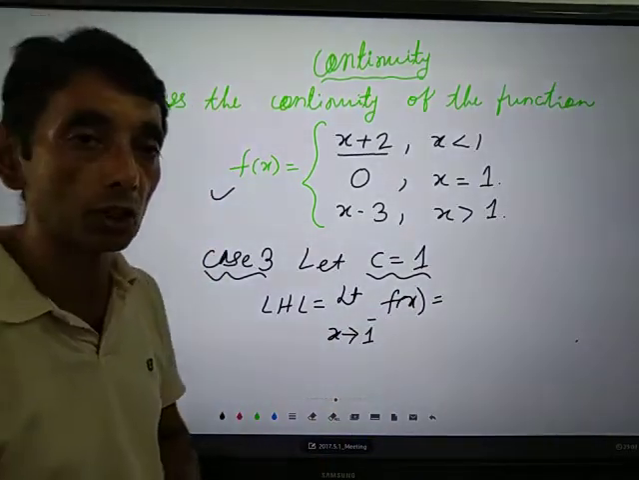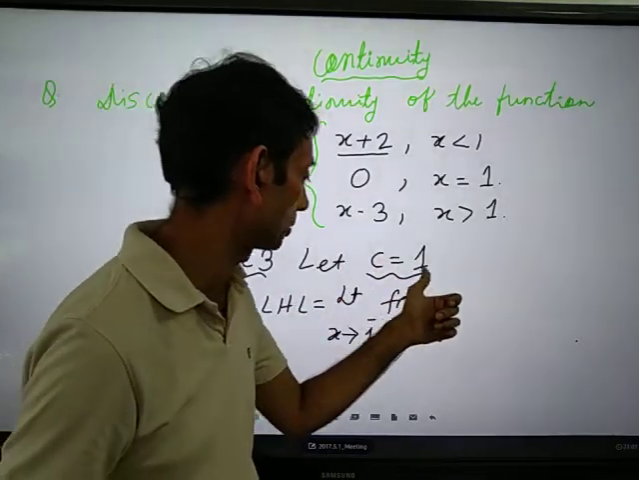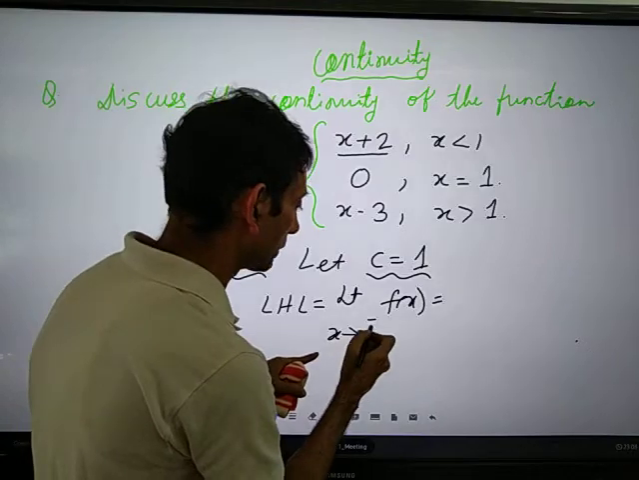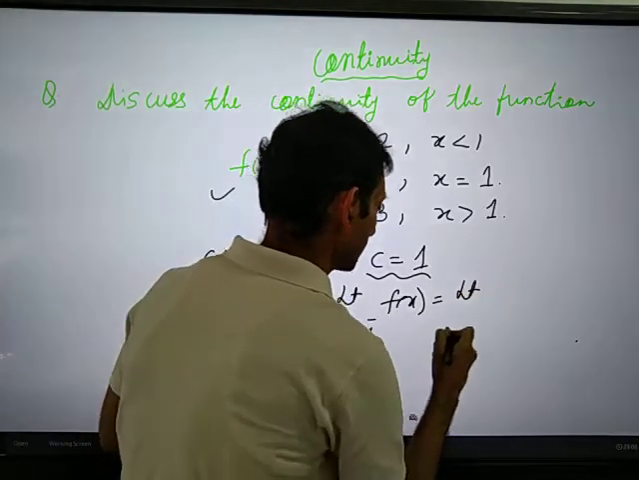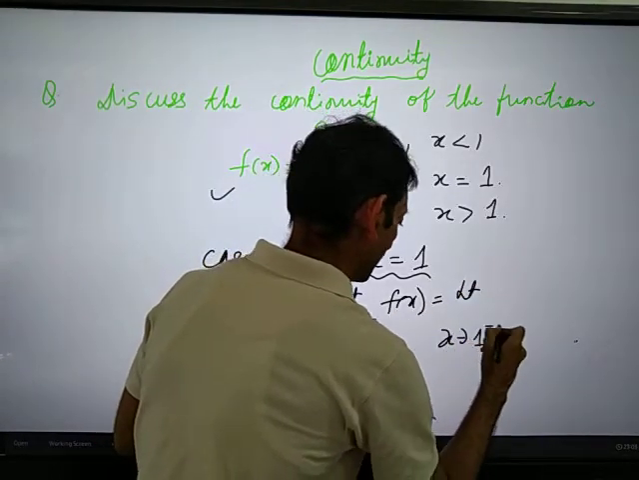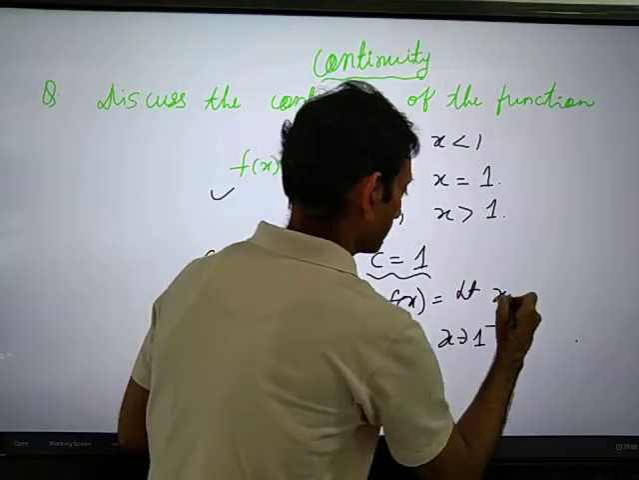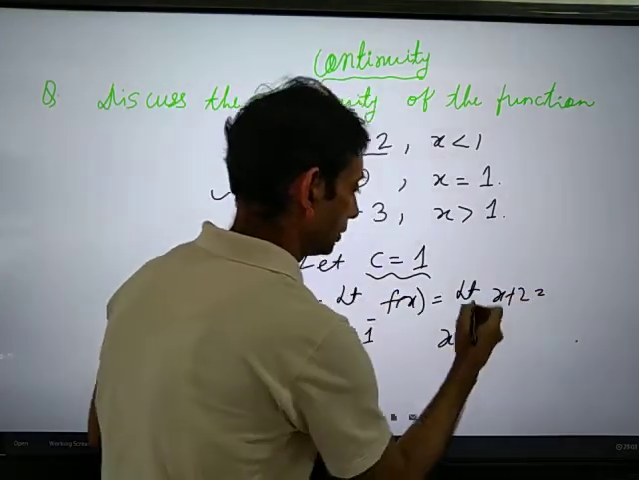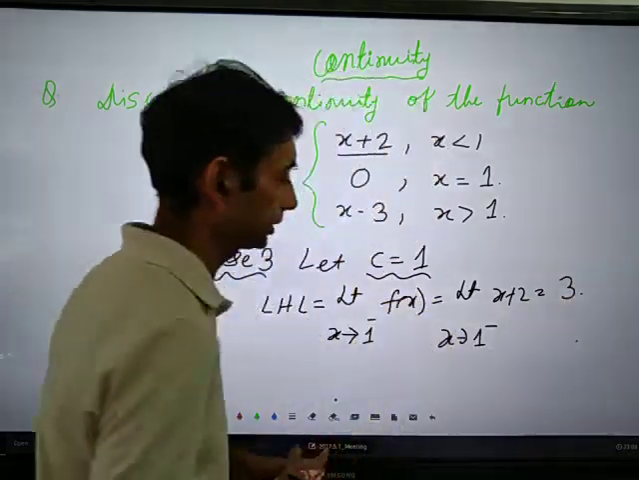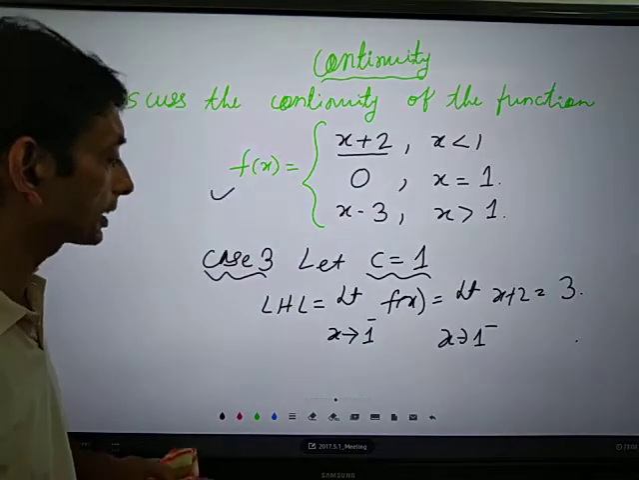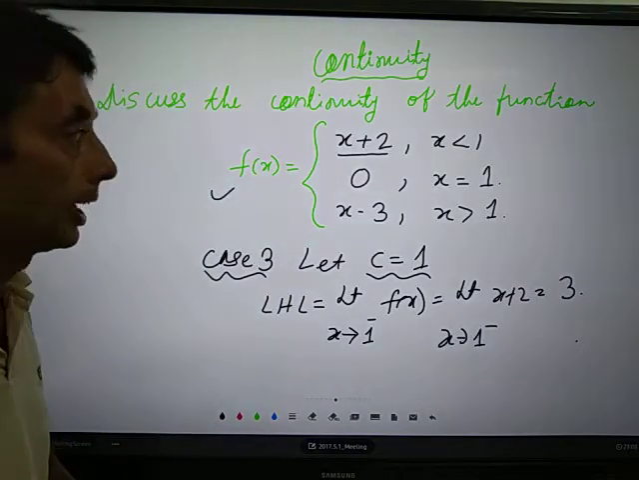So you need to solve this particular case, c equal to 1, by taking the left-hand limit and right-hand limit. Limit x approaches 1 minus of f(x): here the f(x) value will be x plus 2. If you put in the limit, 1 plus 2 is 3. So let us calculate the right-hand limit.